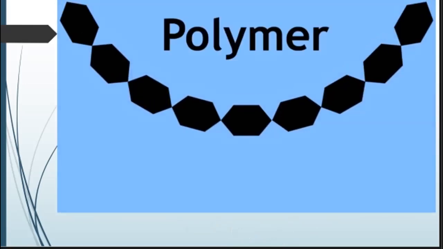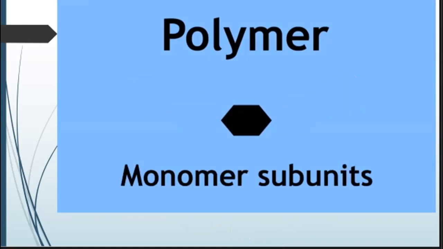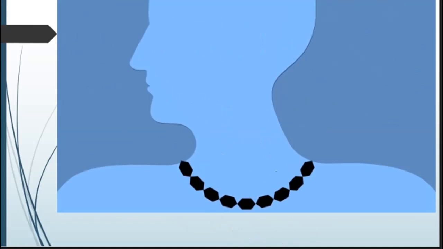A polymer is a macromolecule, or a large molecule made of many repeating monomer subunits. We can think of the monomers as beads. Link them up to form a necklace, the polymer.